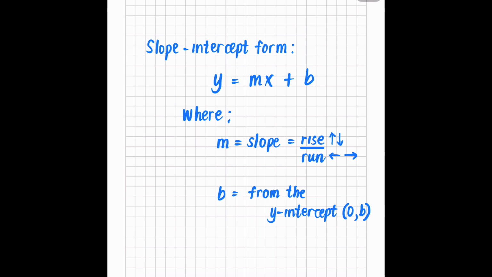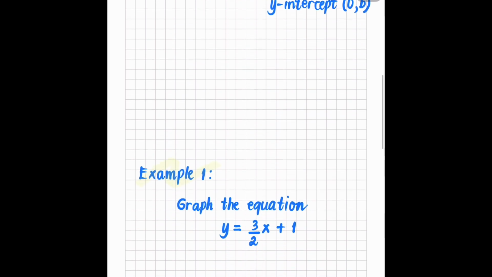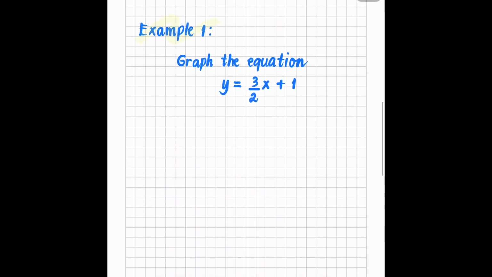Let's take a look at the first example. Example 1. Graph the given equation y = 3/2 x + 1. For this example, you notice that the equation is already written in the form y = mx + b. So from here, we can easily identify the slope, which is 3/2. So m is 3/2.